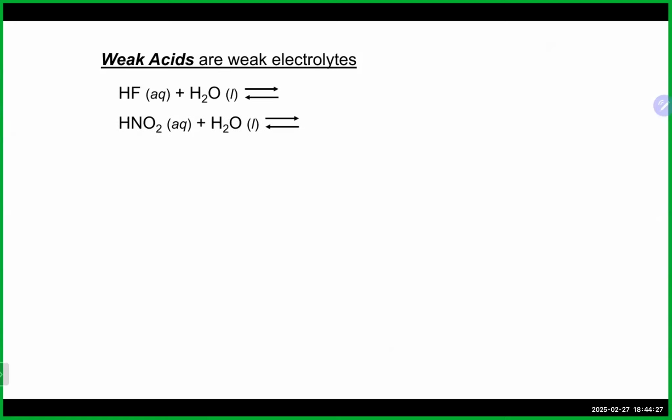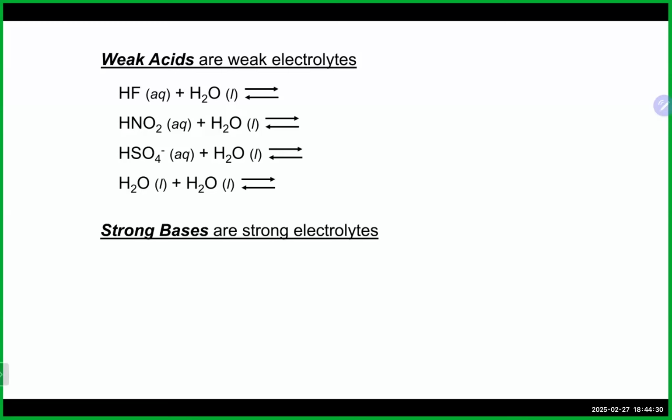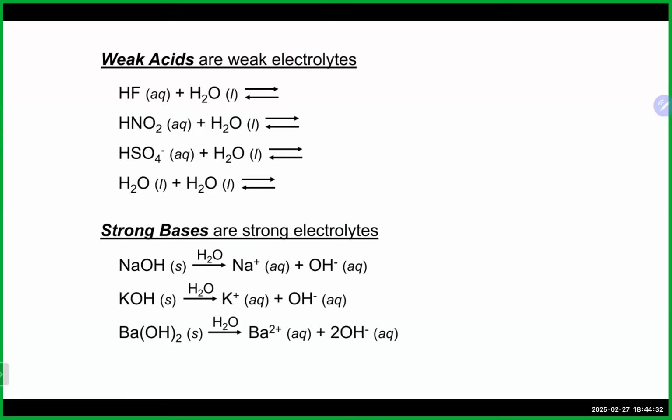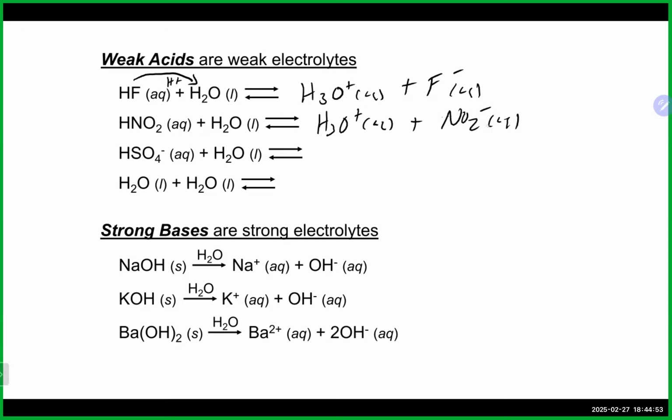Weak acids, on the other hand, are weak electrolytes, so they do mainly stay together. As I was talking about there, they still will donate their H+ over. In this case, we will still form H3O+, and we'll have F-. We will form H3O+ in this case since we have water in the equation, and we'll have NO2-. We will form H3O+, and we will have a little sulfate action happening. And we will have H3O+ and hydroxide in this case here.